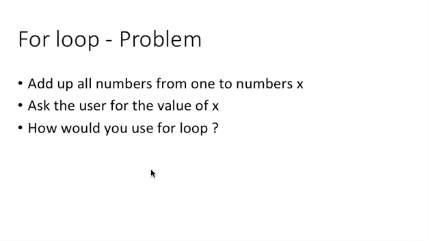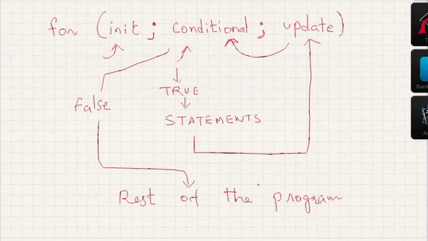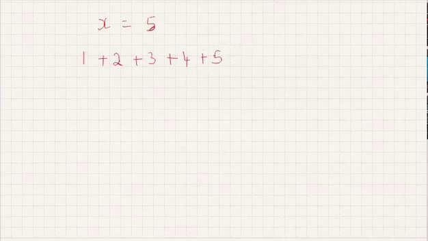The problem we will solve is very simple. The user will give a number, a positive number. You have to add all the numbers from 1 till that number. If a user gives, say, 5, you need to add 1 plus 2 plus 3 plus 4 plus 5. All right? How would you do that?